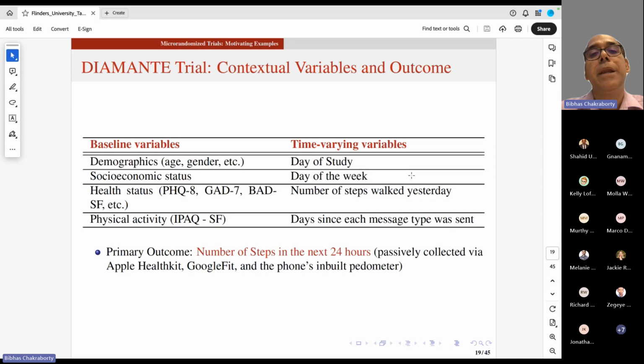Then there are many contextual and outcome variables here, as you can see: some of the baseline demographics, socioeconomic status, health status, physical activity measurement, and also the time-varying ones like the day of study, day of the week, number of steps walked yesterday, days since each message type was sent, etc. And some of these are actively captured in order to take care of a phenomenon called habituation.